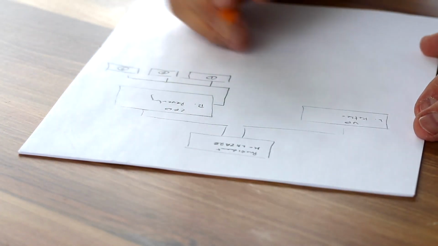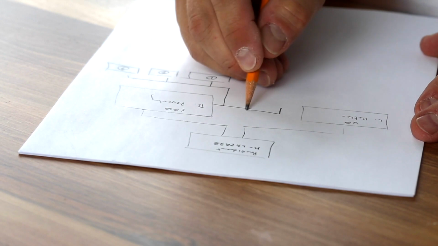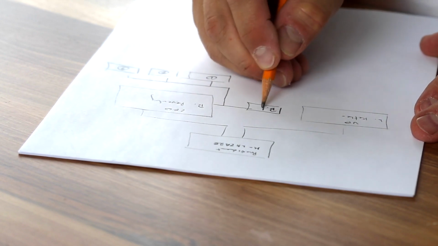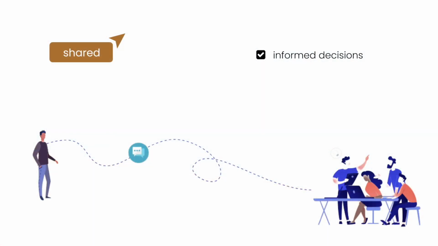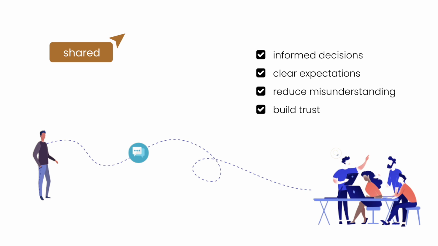Effective project communication management ensures that stakeholders are kept informed about the project progress, risks, issues, and changes, and that they have the necessary information to make informed decisions. It also helps to establish clear expectations, reduce misunderstandings, and build trust among project team members and stakeholders.